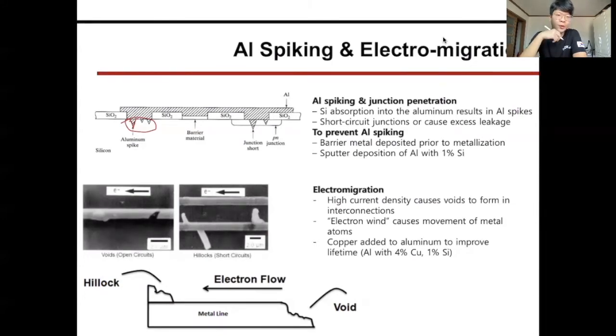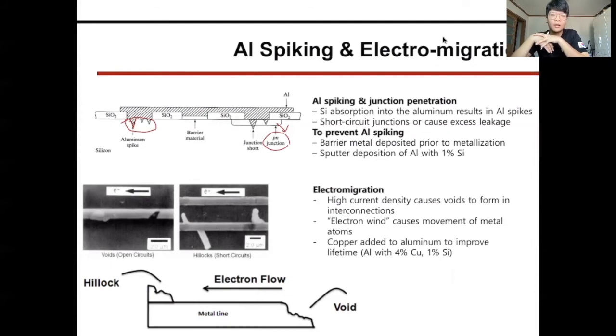Because aluminum is a metal, it is a source of electrons, and if we make this PMOS or NMOS, then the PN junction would be here. So there could be a junction short. Both effects, the short-circuit junctions and the excess leakage, cause a bad swing. So the device's on and off margin is bad, which can cause bad performance for the device.